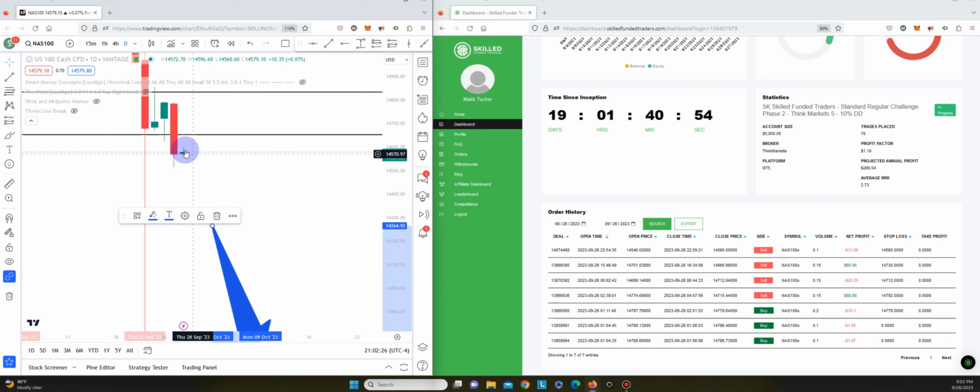So I have a short side play based on this being a huge bearish candle. I'm thinking the trend is going to continue, so I'm looking for more sells, and we'll see how that plays out. So today I made a few trades.